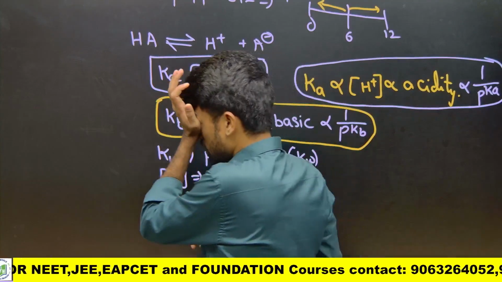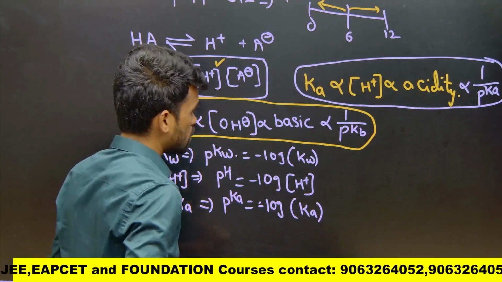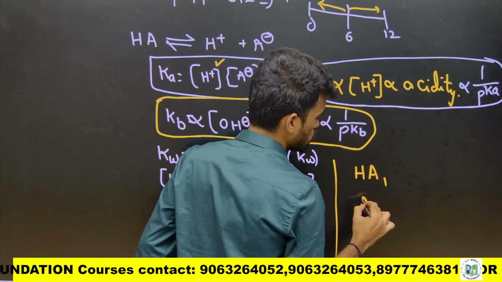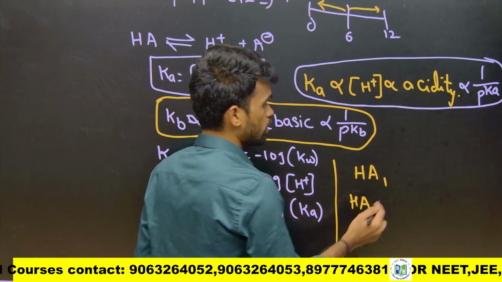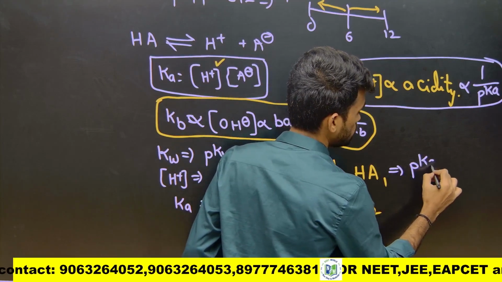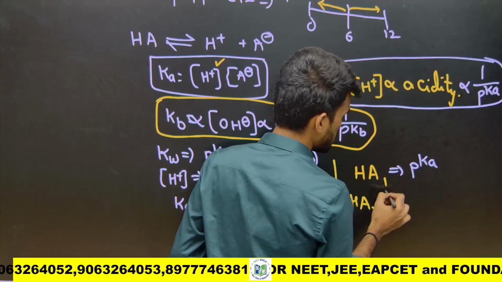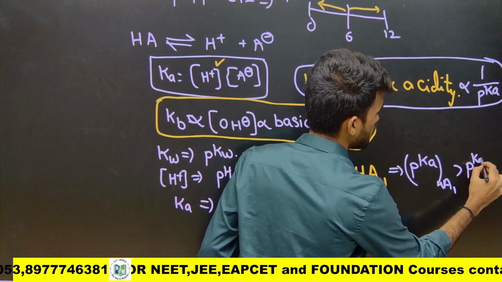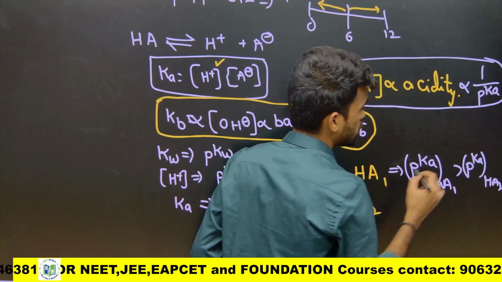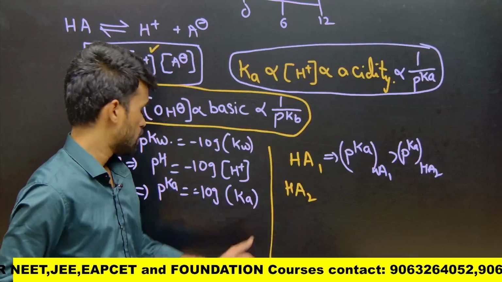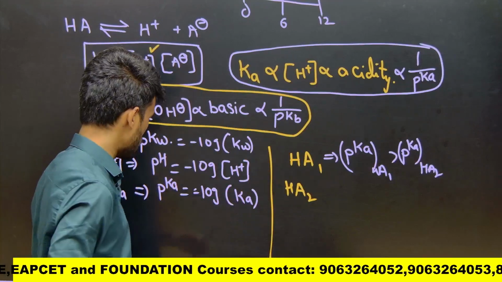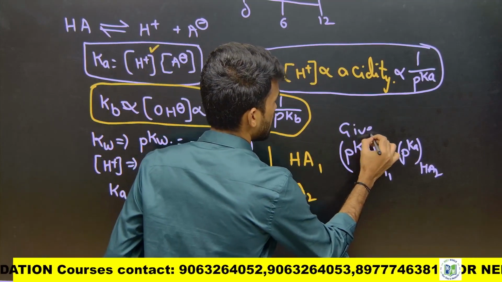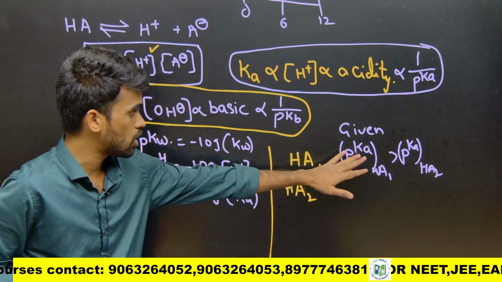Based on this, now I will tell you about two weak acids: acid 1 is HA1, and acid 2 is HA2. The pKa of HA1 is greater than the pKa of HA2. Now tell me, based on this, which is the stronger acid, which has more acidic nature out of HA1 and HA2? Tell me, based on this understanding.